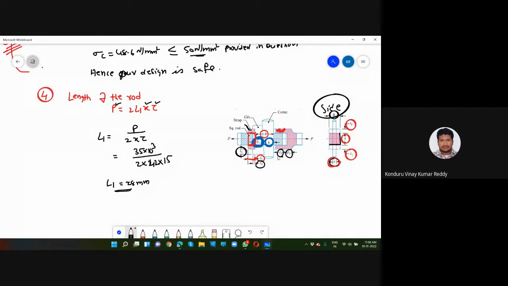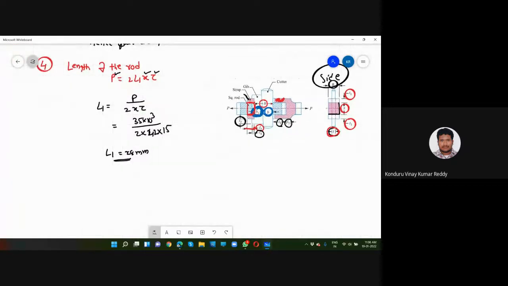Let us find L2 now. As we have found out L1, let us find L2. This is the length of the rod on the other side. On one side we have found the length of the rod L1, and on the other side we are going to find the length of the rod L2.